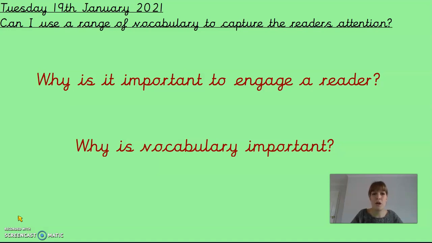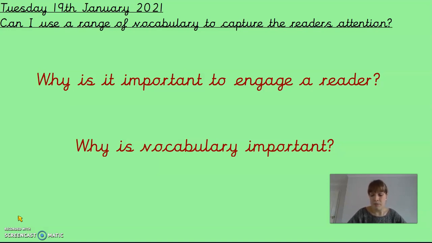It also helps the reader learn new vocabulary. They might come across vocabulary they haven't come across before. So you're teaching them as well. And it makes it sound a bit more exciting, a bit more engaging. So vocabulary is very important with your writing. And that's what we're going to focus on today.